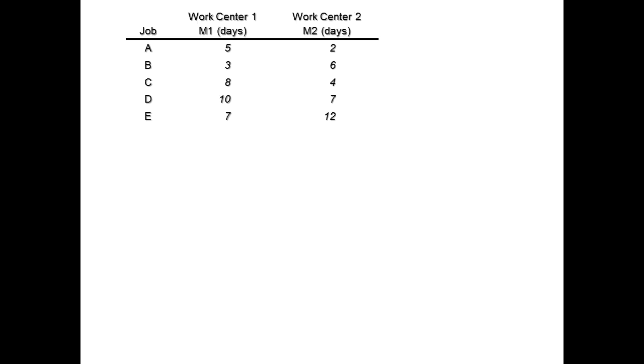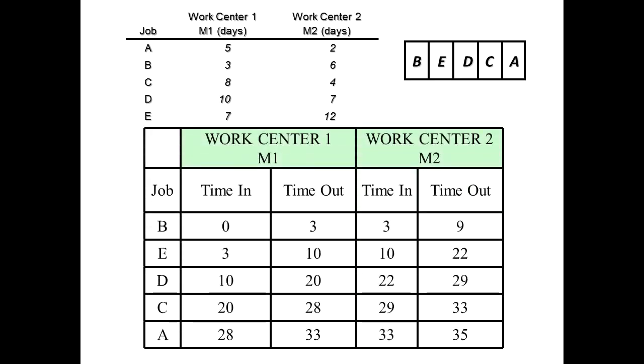Using the new job sequence, we can analyze the activities performed on the work centers. We will analyze the activities on work center 1 first. Starting from 0, the activity time of job B is 3 days. The next one is job E. The activity time for job E at work center 1 is 7 days. So, job E starts after job B, which is at day 3, and is done at day 10. It is continued for the rest of the jobs at work center 1.